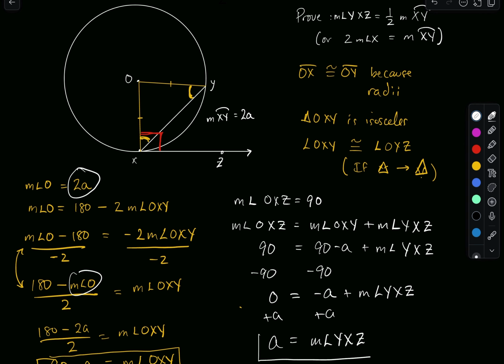That proof was pretty straightforward. The hard part of that proof is knowing to draw that line. But everything else from there, if you know what you're looking for, is pretty straightforward.